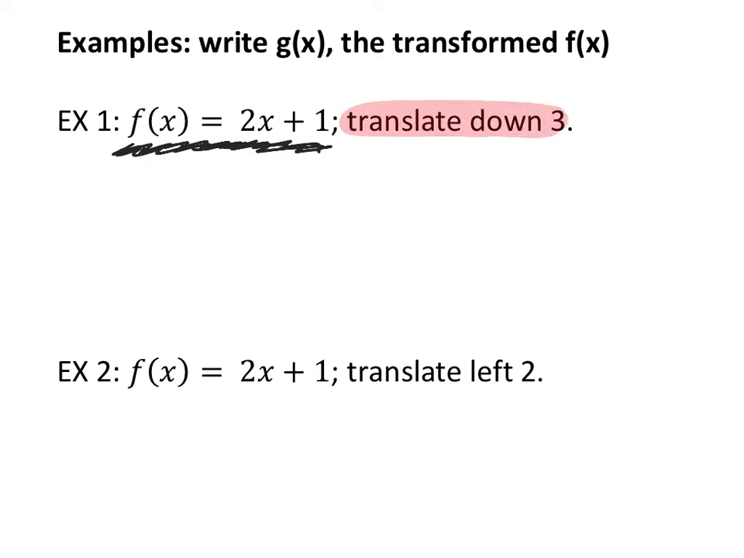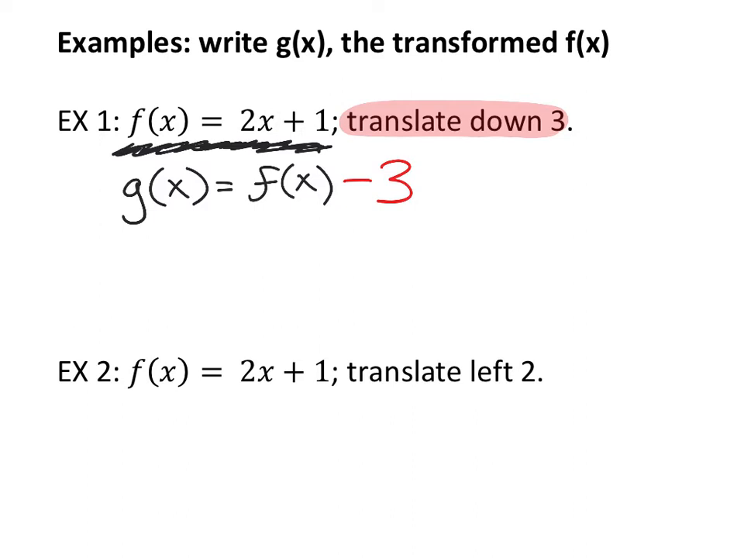How do I translate something down 3? Where do I put a number to translate it down? On the outside. Is it going to be added or subtracted? Subtracted. So if we remember our steps from last time, our steps to write an equation said, write in function notation. So we're going to say, okay, g of x is just going to be f of x, and then I'm going to subtract 3, because that's down 3.